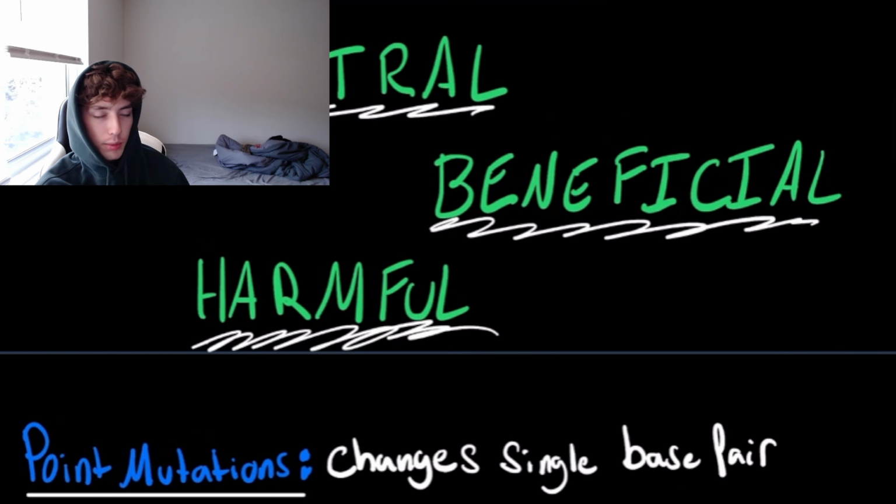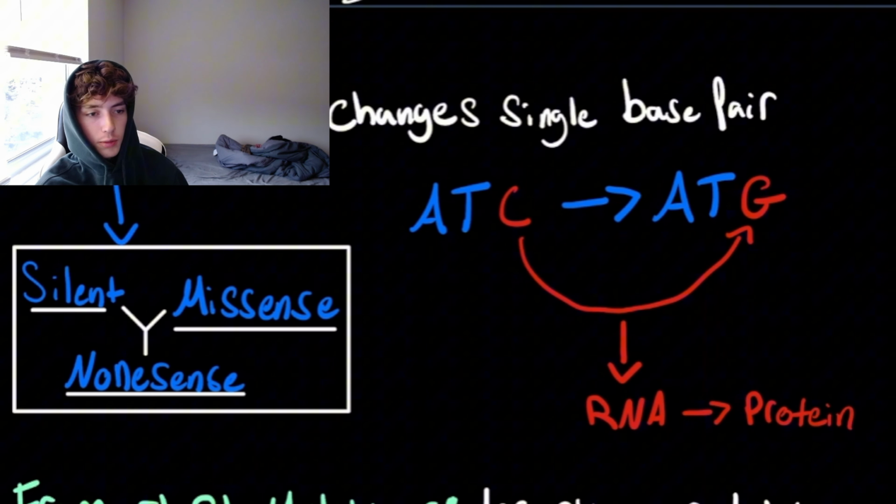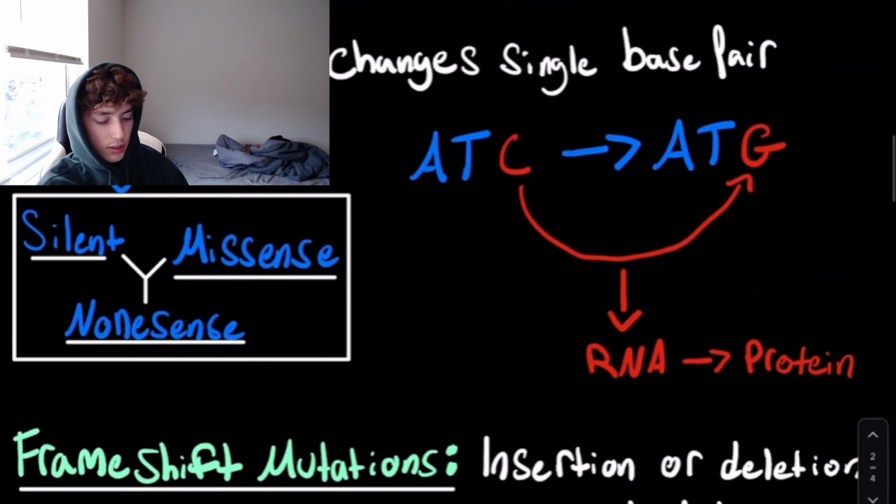Harmful mutations could be anything from skin cancer from UV radiation, sickle cell anemia, which is a point mutation, which I'll talk about in a second, and cystic fibrosis. Those are all examples of harmful mutations. A point mutation is anything that changes a single base pair, kind of like the example I gave up top. If in this 3-sequence codon of ATC, you were to change the cytosine to a guanine, that would be considered a point mutation.